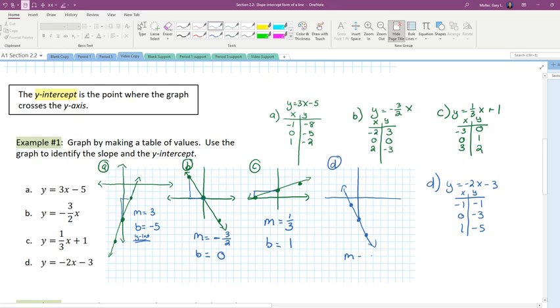My slope is going down. It's negative. Negative 2 over 1, or just negative 2. And then my y-intercept looks like 1, 2, negative 3.